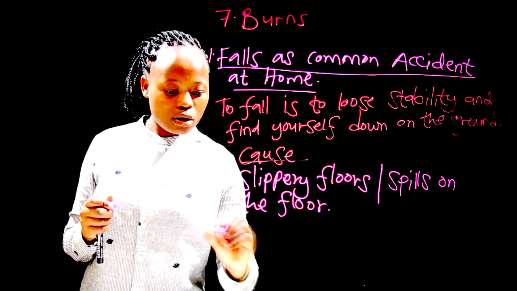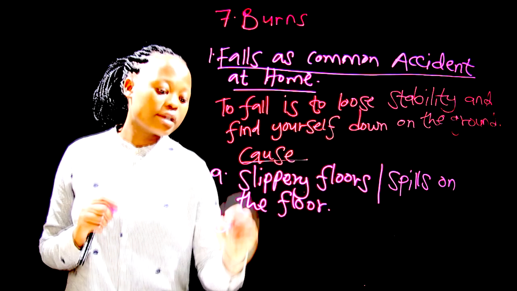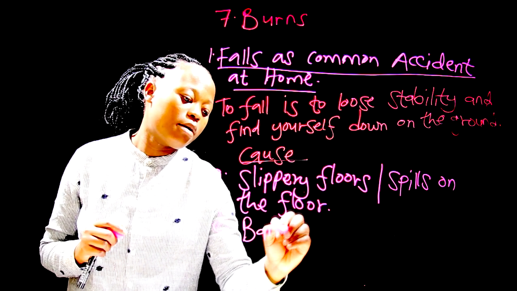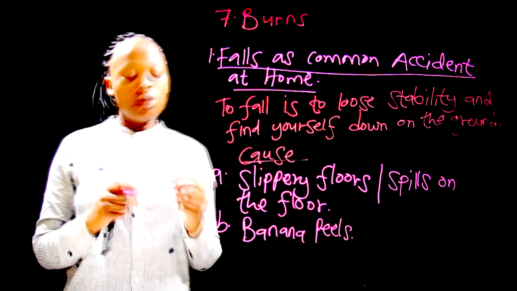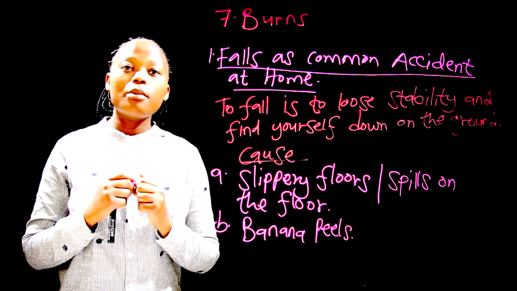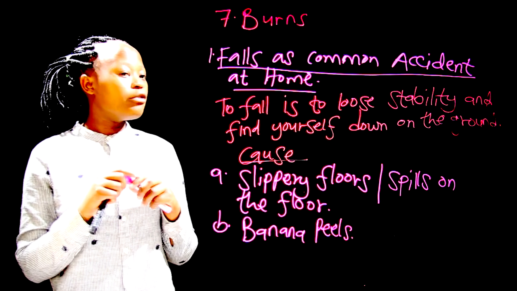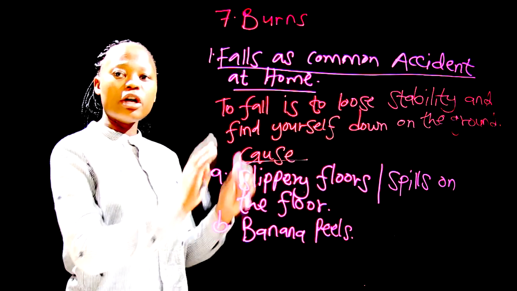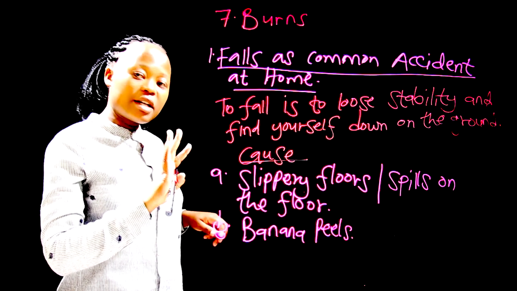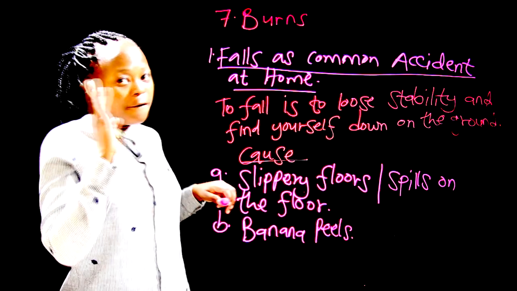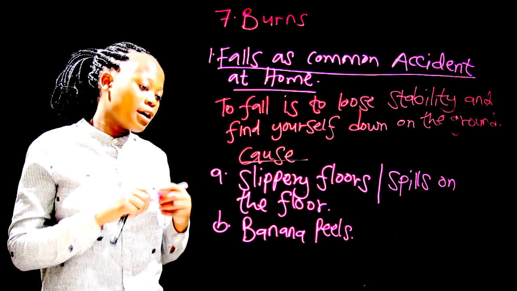Another item that can make us fall is banana peels. Banana peels can also make us fall, because when you step on a banana peel, instead of going forward, you usually slide and go backward, and by that you lose stability and find yourself on the ground. So banana peels can also make us fall.